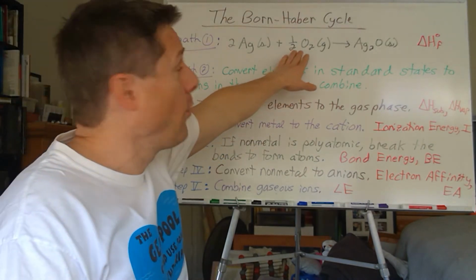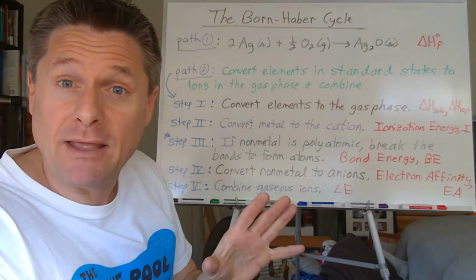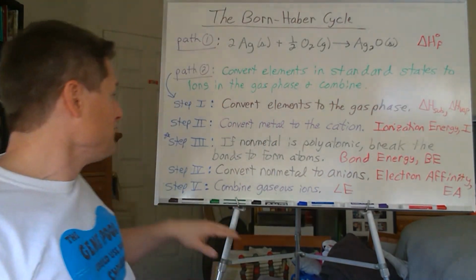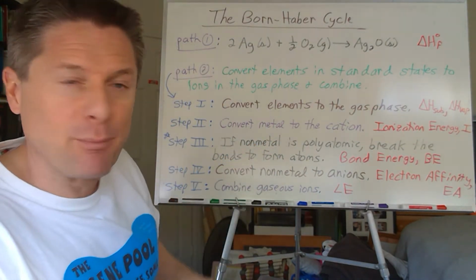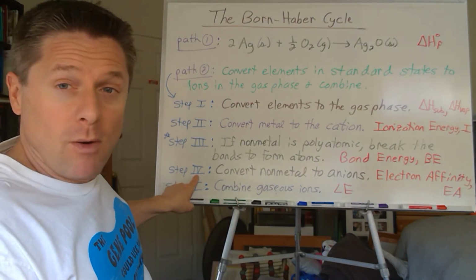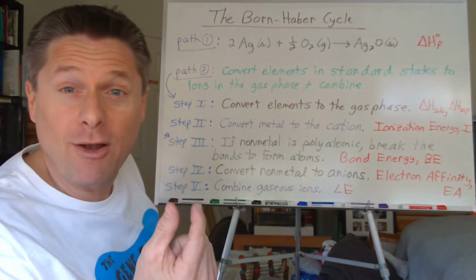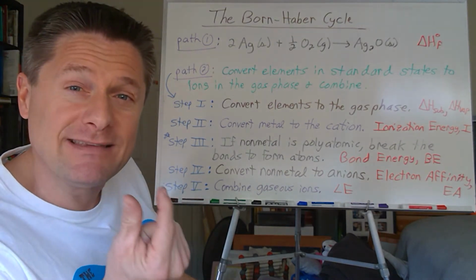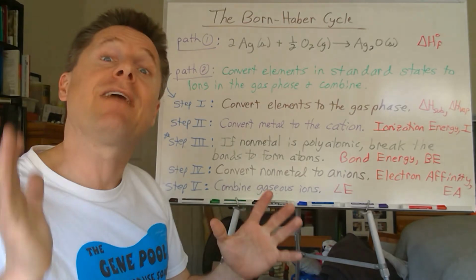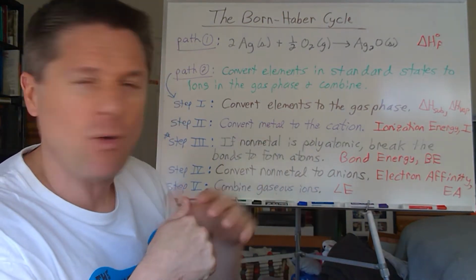So if your nonmetal is not diatomic, you can skip step 3. Hey, good deal. But most of the time, we're going to have to break that diatomic molecule, okay? Step 4, once we have our nonmetal as a monatomic species in the gas phase, then we've got to convert it to the anion, which means we have to add electrons to it. We'll do the equations on the next board.